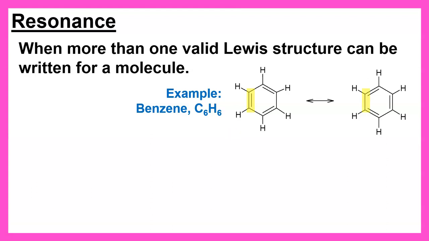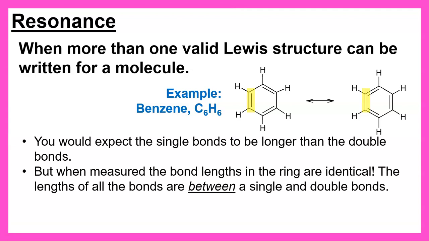This is a classic example of where students would come up and say, I drew the one on the left and you drew the one on the right. Are they correct? Yes, they're both correct. One of the things that demonstrates that resonance is occurring is looking at bond lengths. You would expect that your single bonds should be longer than your double bonds.